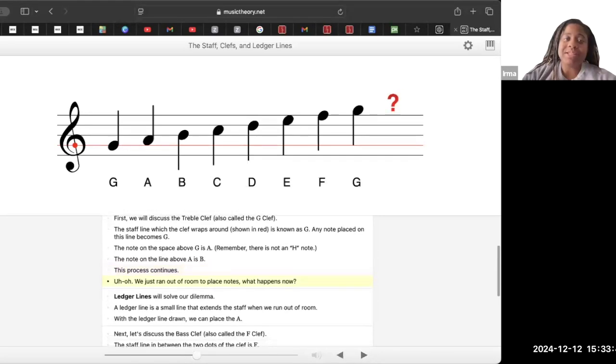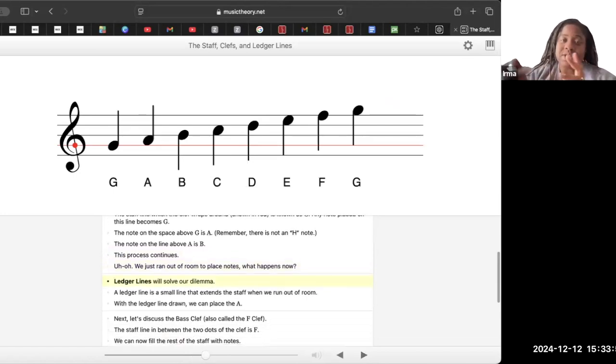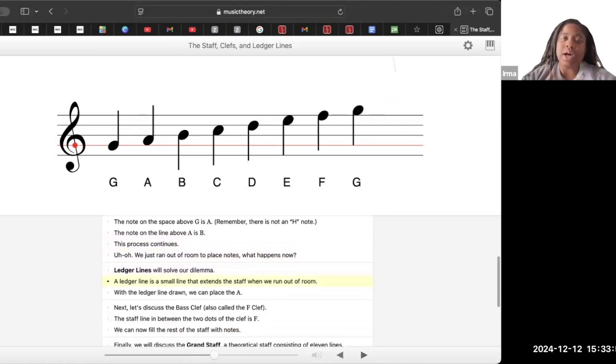So now it says, uh-oh, we just ran out of room for the place notes. So what happens now? Well, you have to remember that music is infinite, just like frequency is infinite. So it just keeps going. So we implement something that's called a ledger line. Did you notice that little line that just dropped out of the sky out of nowhere?